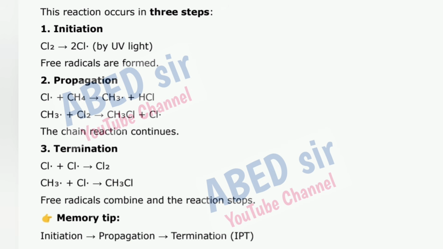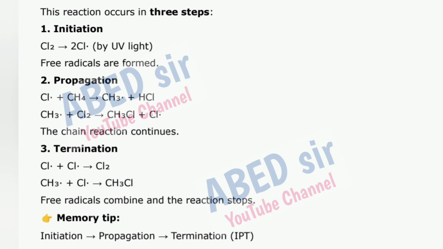1. Initiation. Cl2 splits into 2 Cl• by UV light. Free radicals are formed. 2. Propagation. Cl• + CH4 → HCl + CH3•. CH3• + Cl2 → CH3Cl + Cl•. The chain reaction continues.